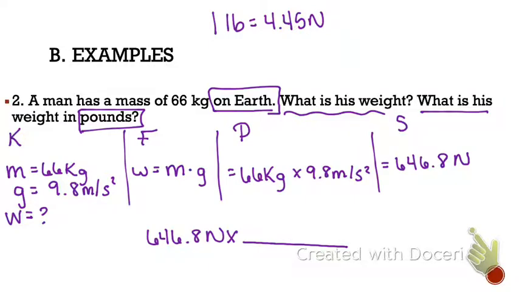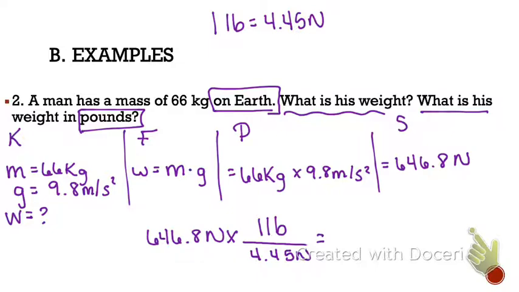So I'm starting with 646.8 newtons. So 4.45 newtons is what will go in the bottom. 1 pound is what's going to go in top. Now, to mathematically solve this, I would recommend pausing it once I'm done explaining this, to see if you get the same answer. But what you're going to do is take 646.8 times 1, which you really don't need to do that step. You are going to then divide by 4.45.